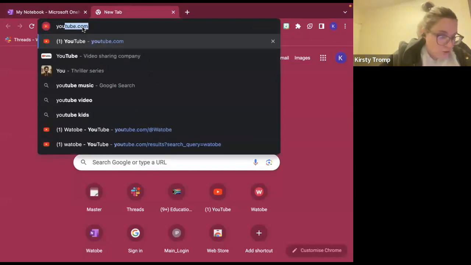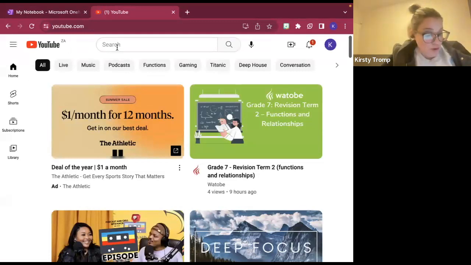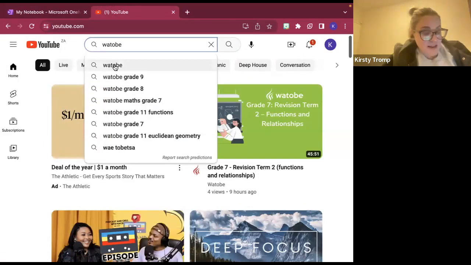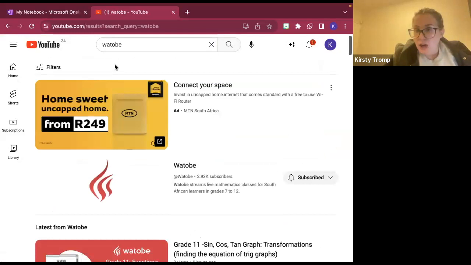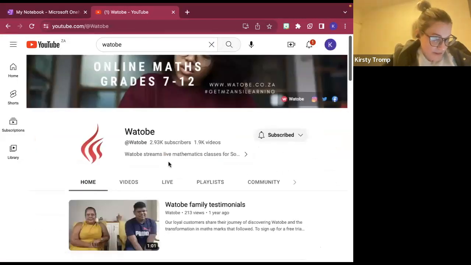Right, we're going to go to YouTube, and we're going to click onto YouTube. Once we get to YouTube, we're going to search for Watobe. And you'll see it comes up straight away. We all know what the Watobe icon is. You guys have seen it before. Sorry guys, it's definitely on the WhatsApp image. So when we go onto the Watobe site, we click on that, and we see that it takes us to the Watobe channel.